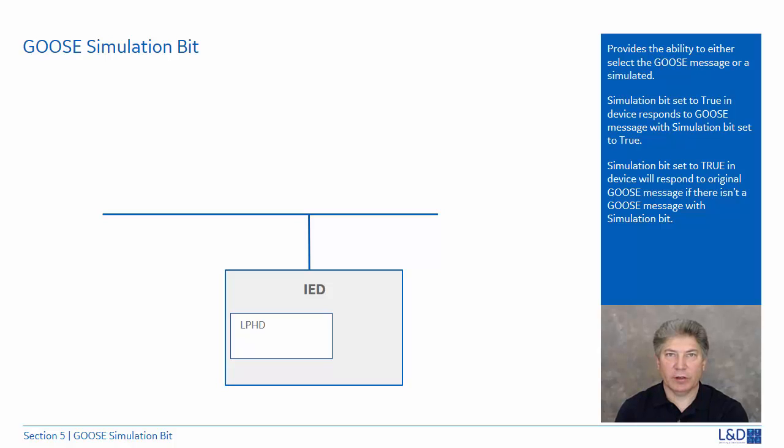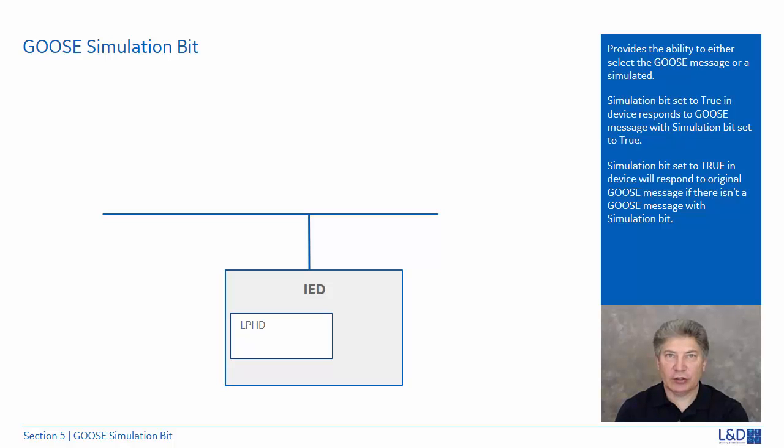IEC 61850 Edition 2 cleared the confusion associated with testing the IED. Edition 2 added the feature where the device can either subscribe to the GOOSE message or from a simulator. With the advancements in test equipment, they have the ability to generate simulated GOOSE messages.